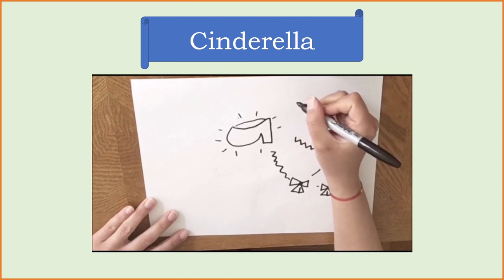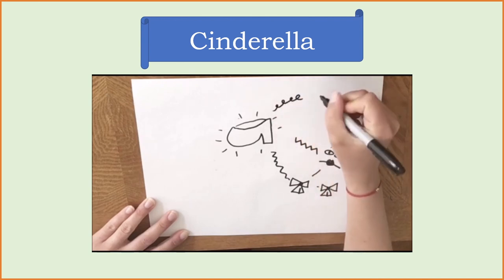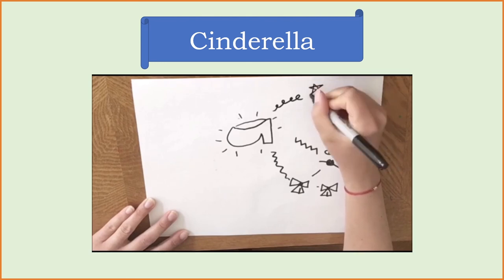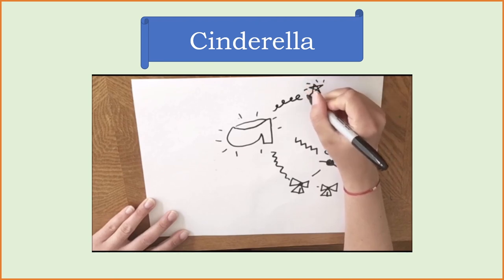The next character is the fairy godmother. We're going to place the fairy godmother a little above Cinderella here because without the godmother's magic and her help, Cinderella would never have achieved her goal of meeting the prince, falling in love, and eventually becoming queen. For the fairy godmother, I chose to draw a wand to represent her magical power.